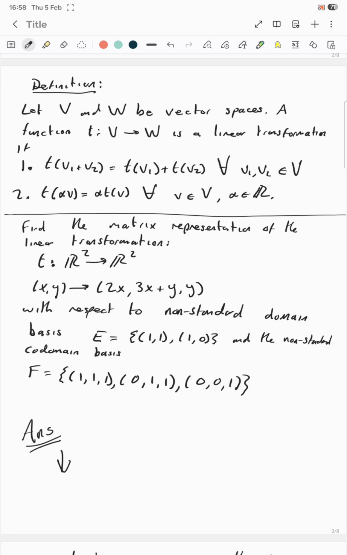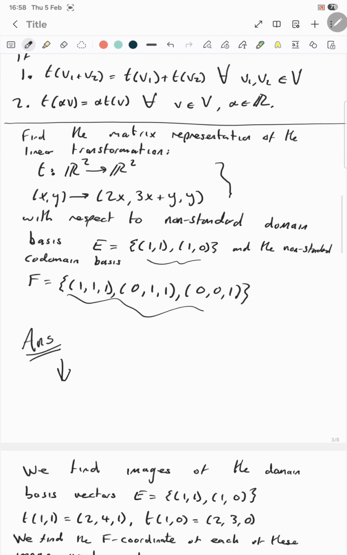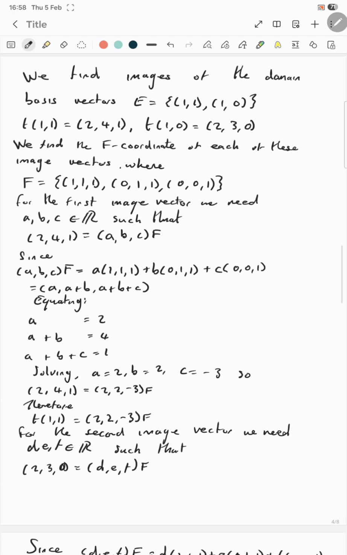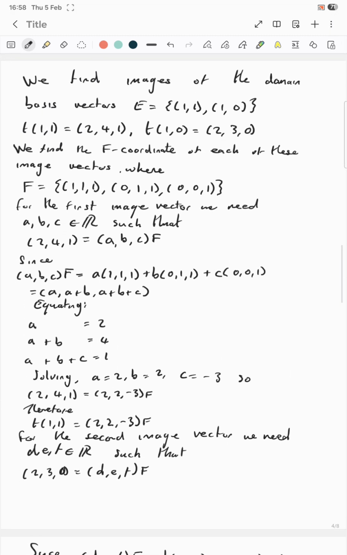Now we'll find the matrix representation of this linear transformation as an example with respect to the non-standard domain basis given here, and the non-standard codomain basis here. So we find images of the domain basis, and we find the F coordinate of each of these image vectors, where F equals these, which are given here.